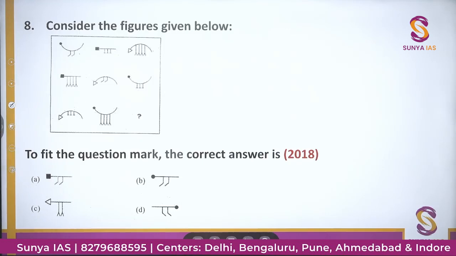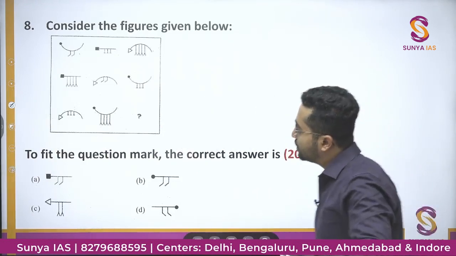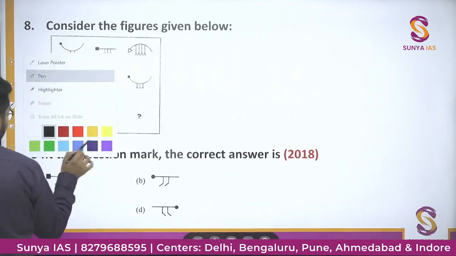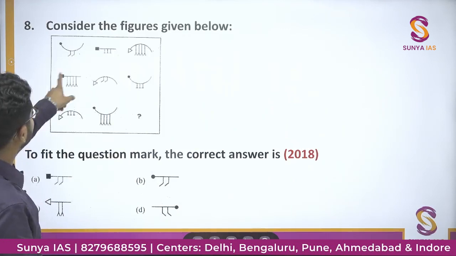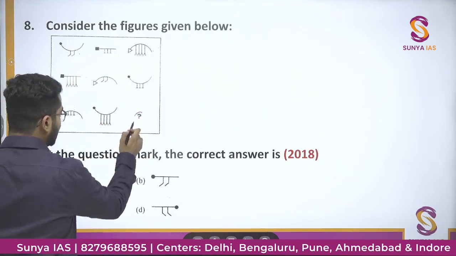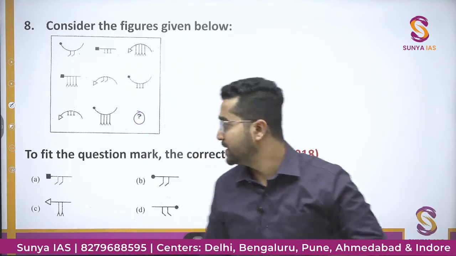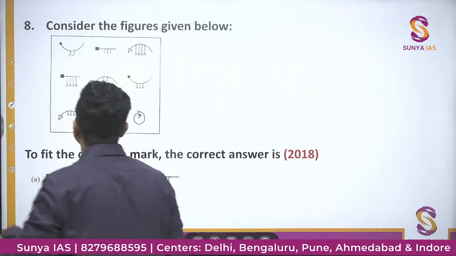Consider the figures given below. So it is a question of non-verbal reasoning. That means they have given you that figure, and now they are asking you this. Consider the figures given below, and they are asking to fit the question mark, the correct answer would be. Now if I see, what is the pattern that is getting followed?